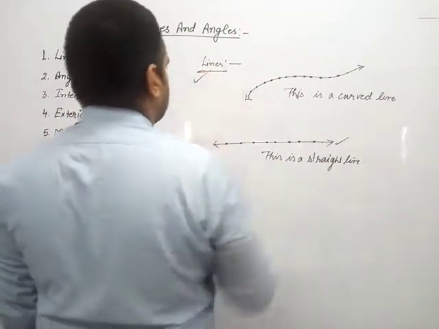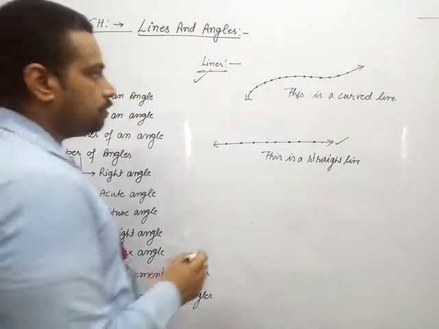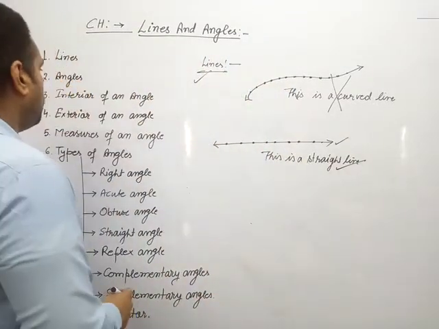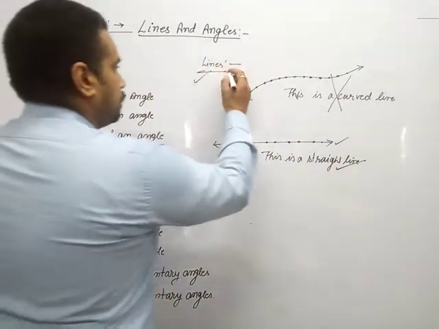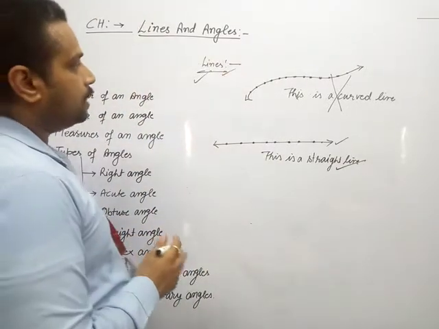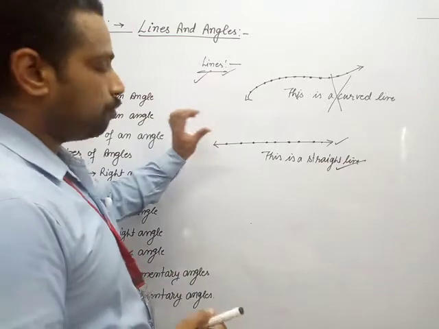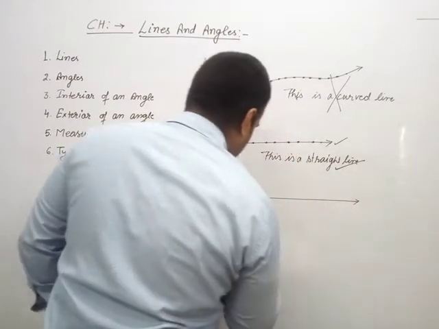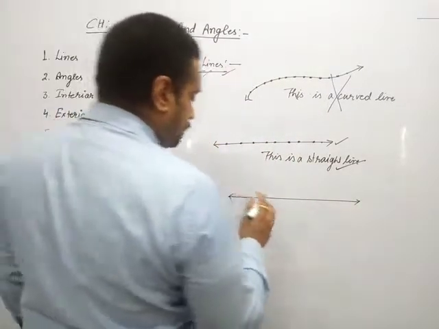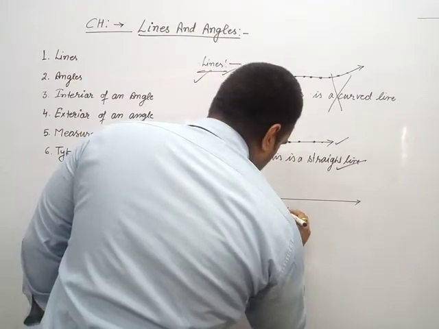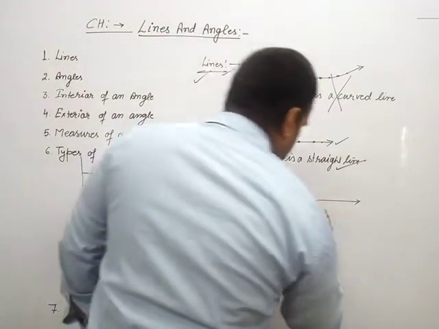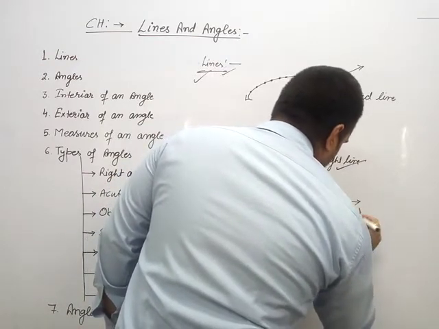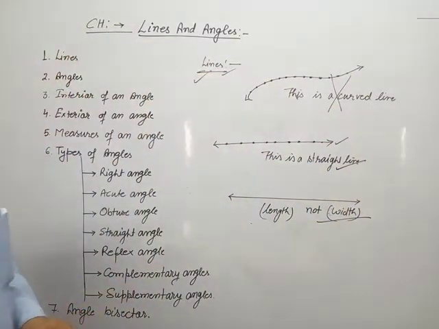So what do we study here? A curved line is not studied in this 9th standard, so we are studying only the straight line. Line is clear to you, and keep in mind that a line does not have any breadth. In a line we measure only length, length is considered here, not width. I think this is clear to you.